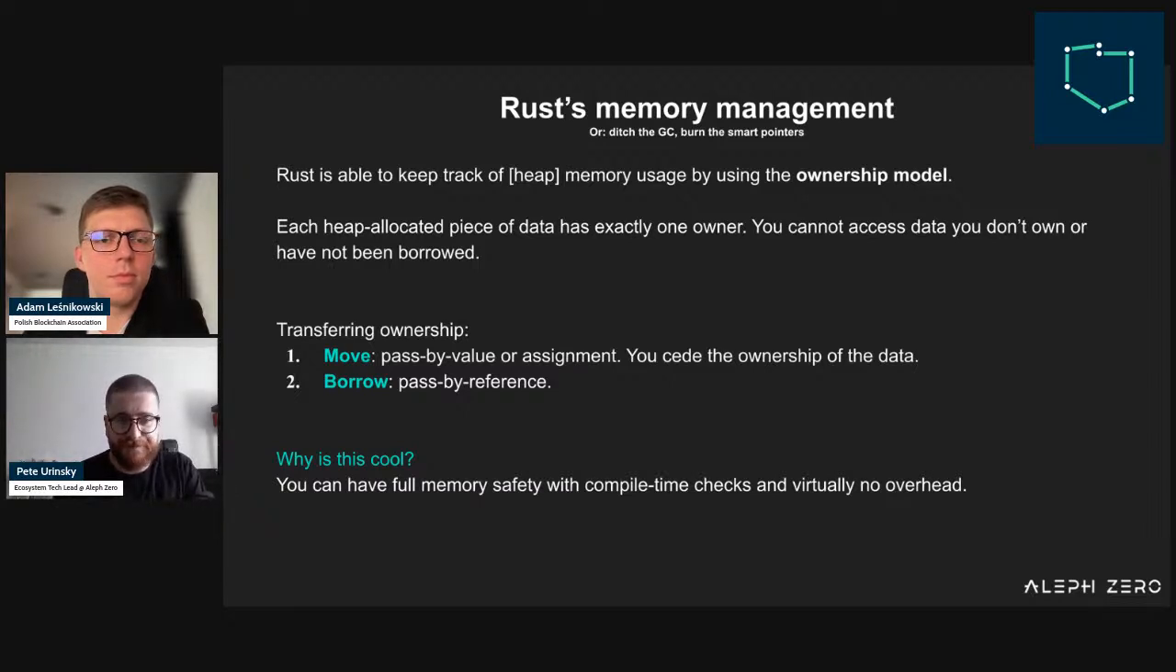And now the way it is structured is, if you're the owner, you can of course access this data. If you're not, you cannot. Now, there are two ways of transferring this ownership, because obviously the data is flowing through different parts of the code. So one would be moving of the data.